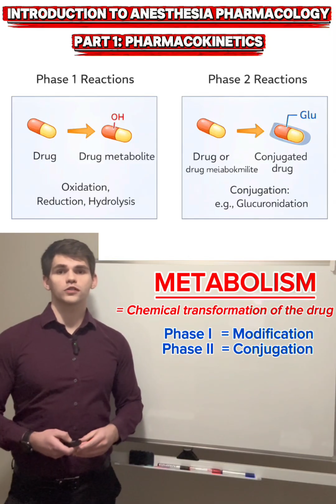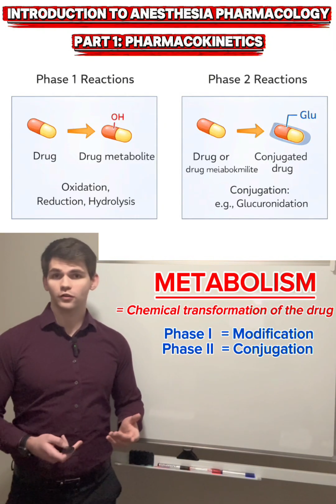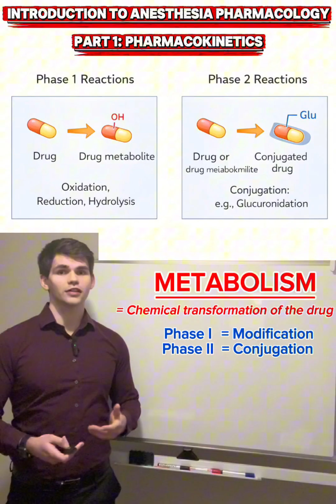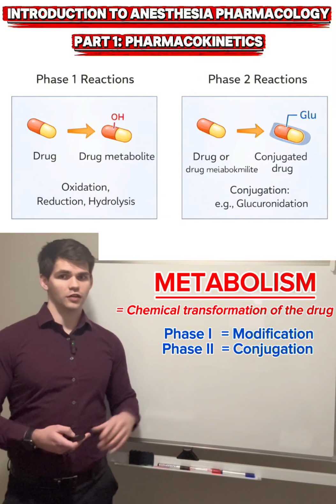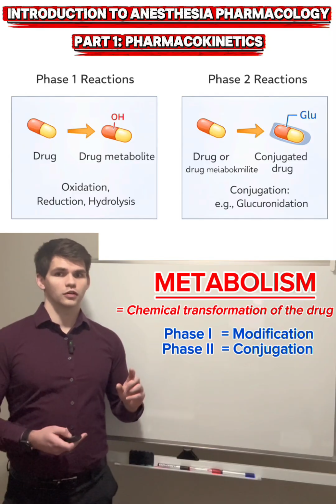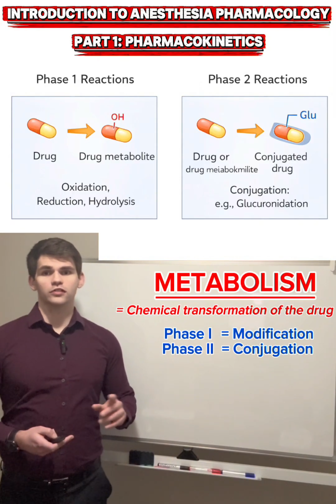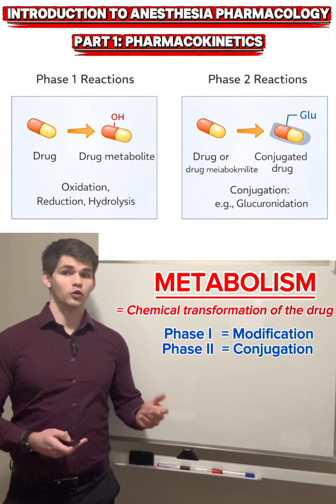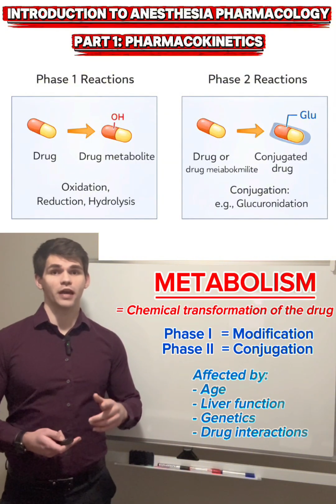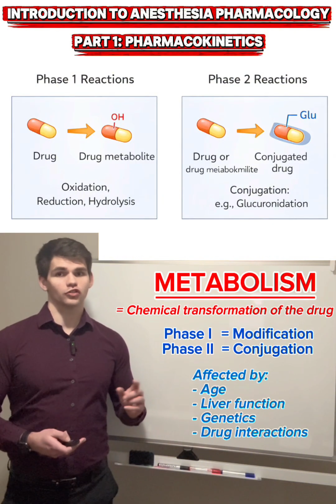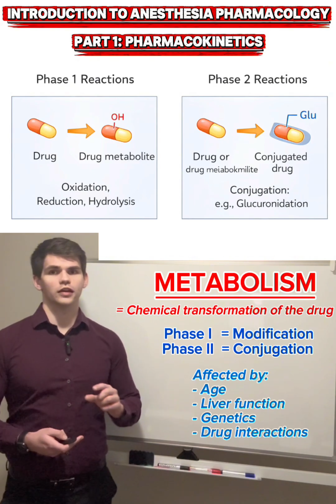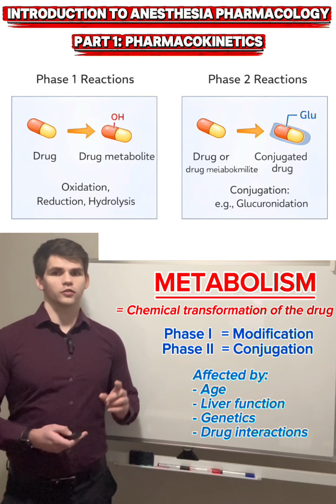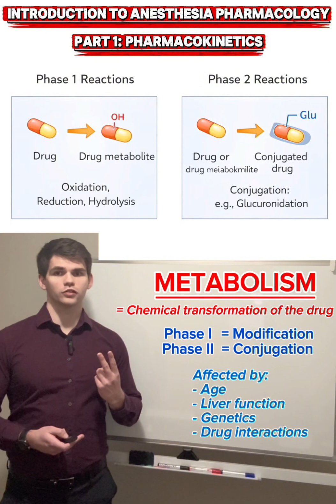At this stage, the most important thing is not memorizing every biochemical detail. The important thing is understanding the clinical consequence. So phase 1, modification. Phase 2, conjugation. If metabolism is slowed, drug effects can be prolonged. That means age matters. Liver function matters. Genetics matter. And drug interactions matter. So it's affected by age, liver function, genetics, and drug interactions.